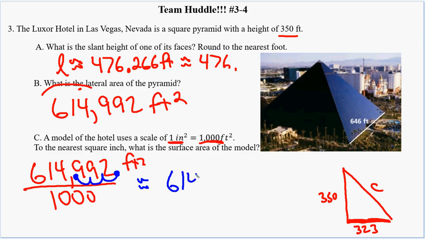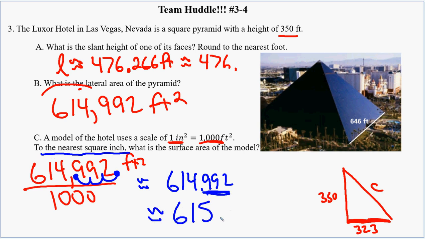So 614.992. And then it does say to the nearest square inch. So let's round that up. That's going to round up to about 615 inches squared.